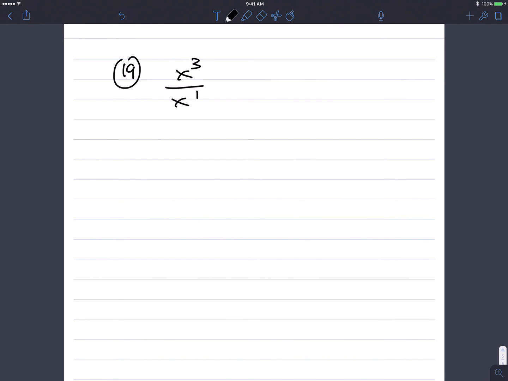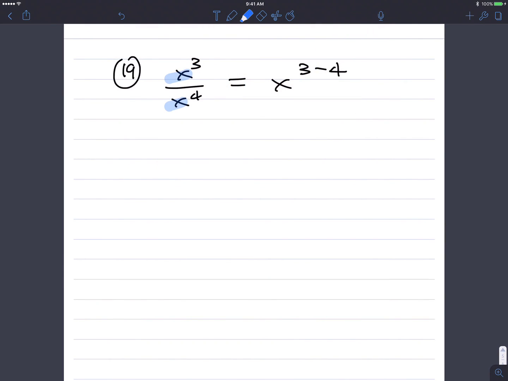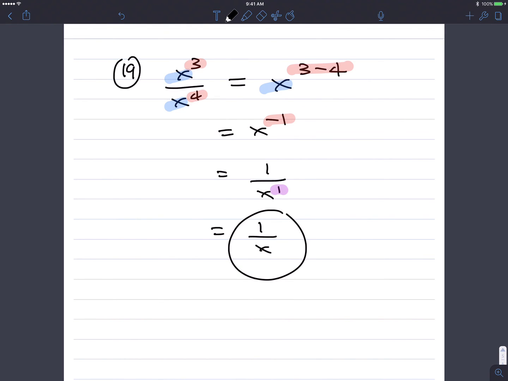X to the third power over x to the fourth power is x to the 3 minus 4. Same base. Keep the base. Subtract your powers. 3 minus 4 is negative 1. This is x to the negative 1 power. I'm going to write this as 1 over x to the positive 1 power. My power now here is positive. This is 1 over x. And you're done.